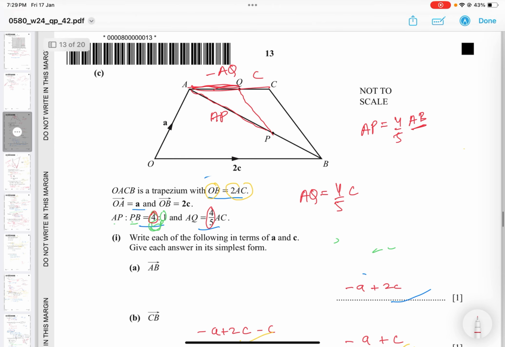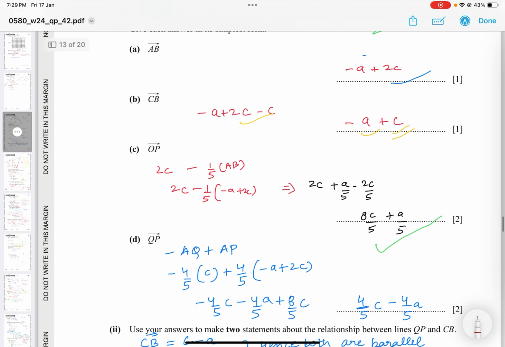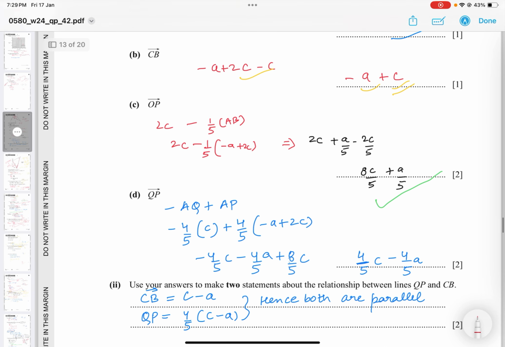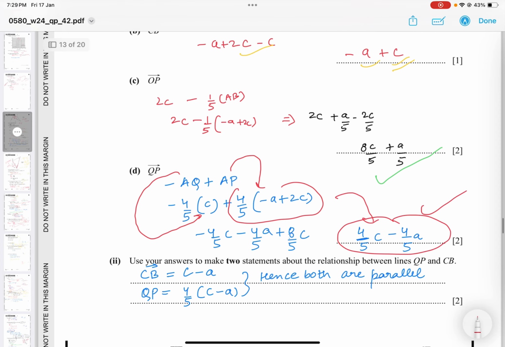So we are going like this: negative AQ, that is this one, and plus AP, that is this one. We can solve it and we can get this as a final answer.